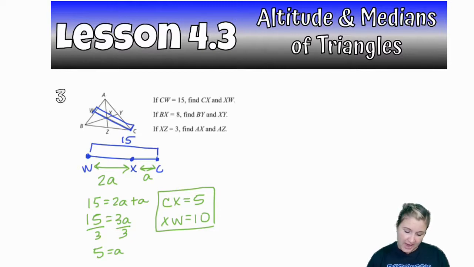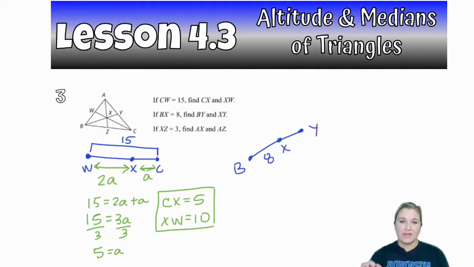Now let's look at BX. We know BX and we're trying to find BY and XY. Let's go ahead and draw this out. I'm going to try to draw it outside that triangle because it's kind of hard to see. I know that B to X is 8, and that is twice the distance of XY. So from X to Y, it's going to be half of 8, which ends up being 4.